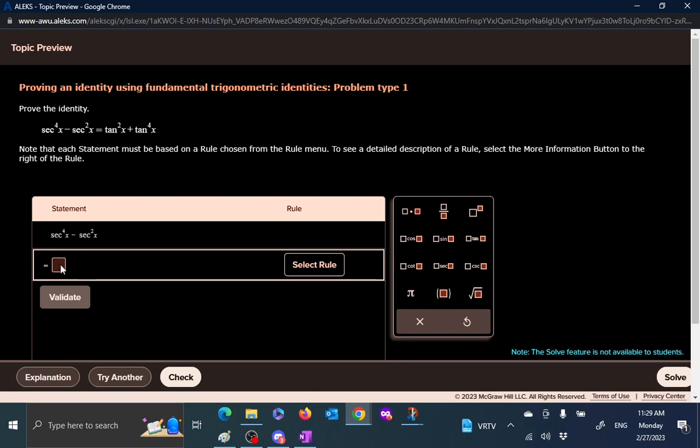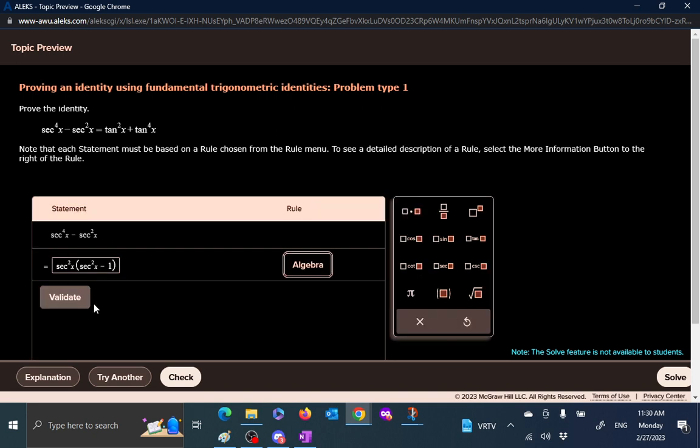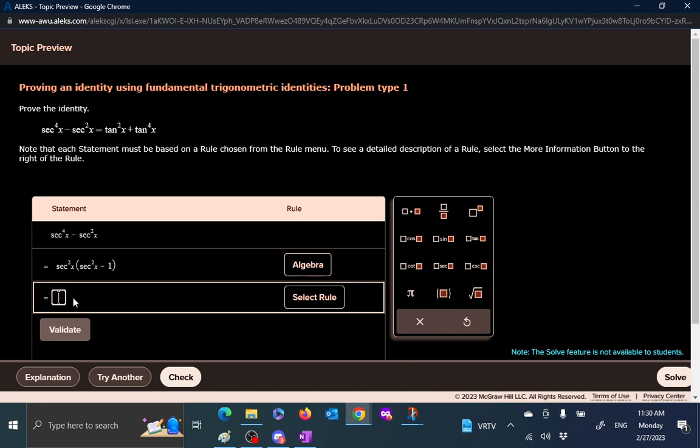So I can factor, so I say secant to the power 2 of x times 1, we have secant to the power of 2 of x again, times secant to the power of 2 of x, and then minus 1. So what did we do here? We just factored. What is factorization? It's just an algebra activity. Am I correct? Well, it looks like I'm correct.